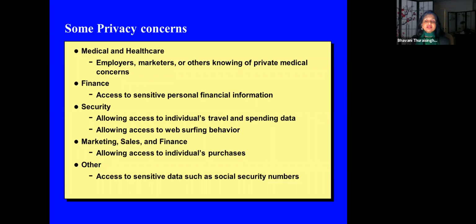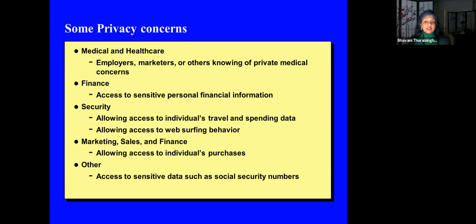So what are some of the privacy concerns? For medical and healthcare, employers, marketers, and others knowing of private medical concerns. Because if marketers can know your private medical concerns, then they can bombard you with messages, right? Because they know the sensitive information. In the financial area, access to sensitive personal financial information.